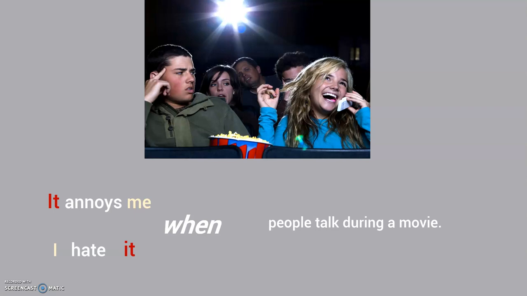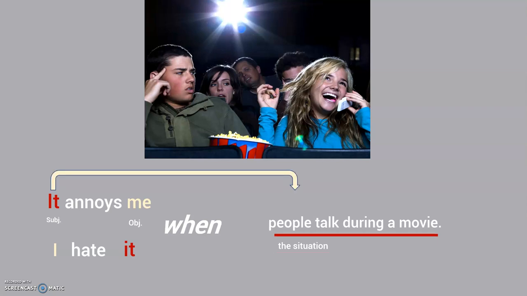The difference here is that it changes places. In the first example, it is the subject of the sentence. In the second example, it is the object. And you see it changes, but the idea is the same. The situation is when people talk during a movie. That's what matters, and that's how we connect the it with the situation.